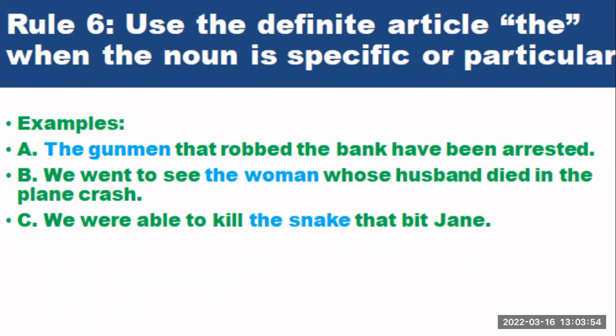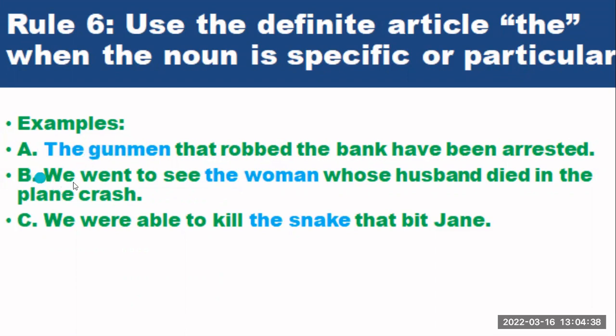These gunmen being referred to are those that robbed the bank. They are specific. They are definite. The listener knows the people being referred to. So you use the definite article. The gunmen that robbed the bank have been arrested. Now, what makes this group of people specific is the modifying clause that robbed the bank. Which people are being talked about? Those that robbed the bank. So you use the definite article, the, when the noun is specific or particular.